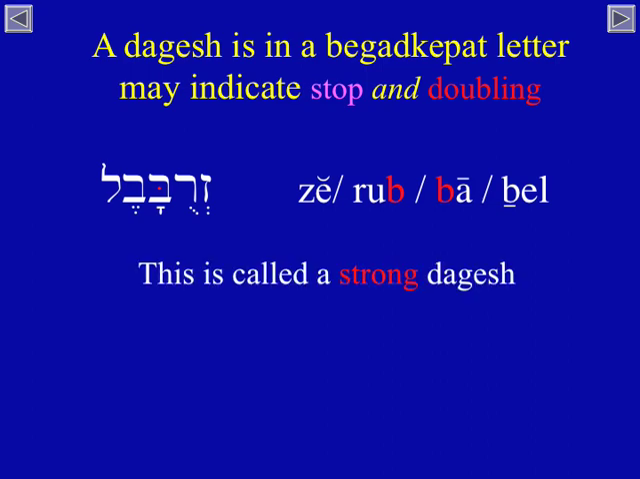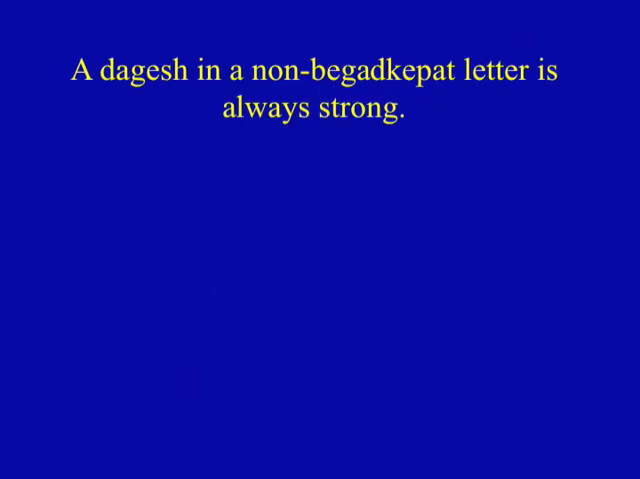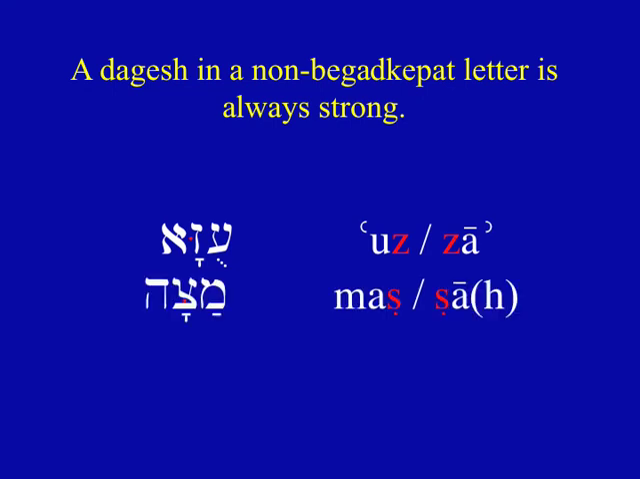The doubling dagesh is a strong dagesh. And of course, in a non-bagad kafat letter, you'll never have a weak dagesh, but only strong ones. Uzzah. You don't have to ask any questions about that dagesh. It's in a non-bagad kafat. It's doubling. Matzah.